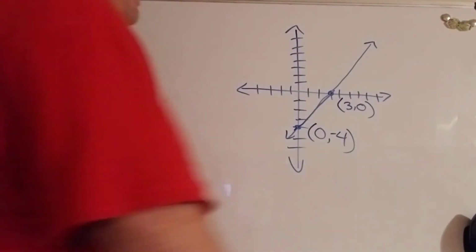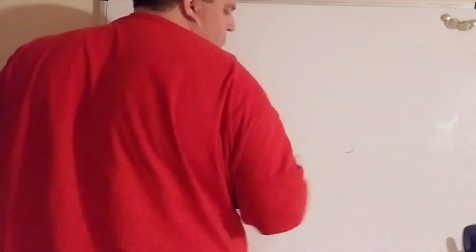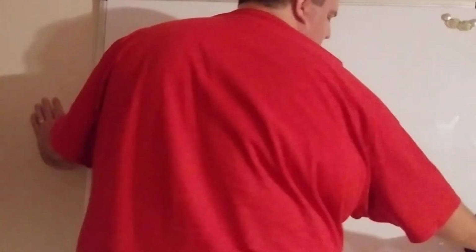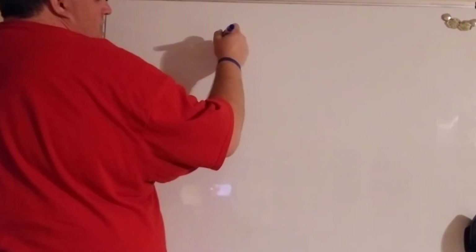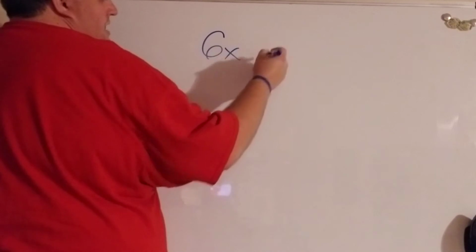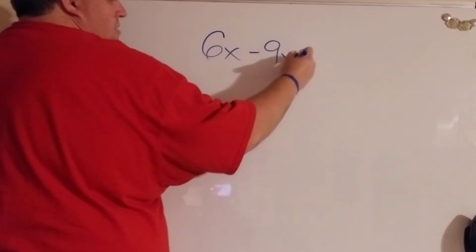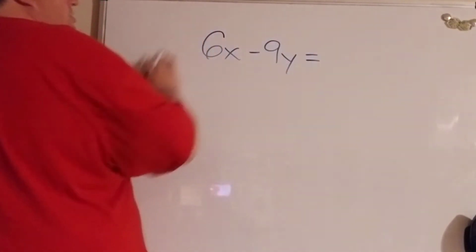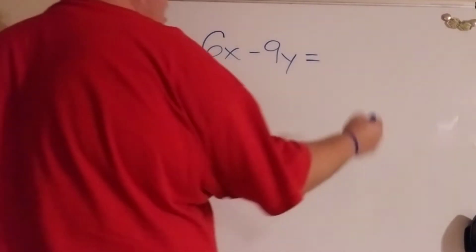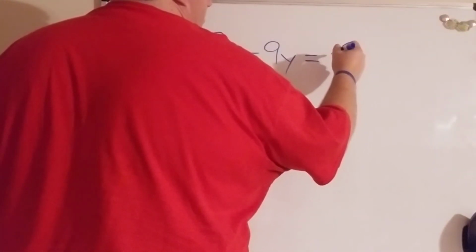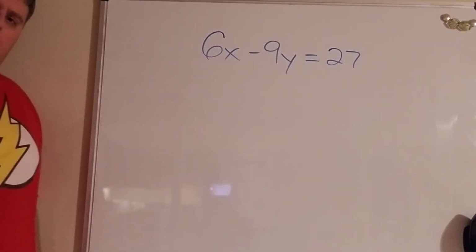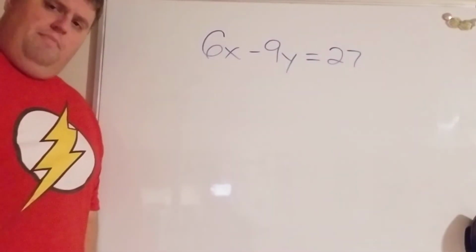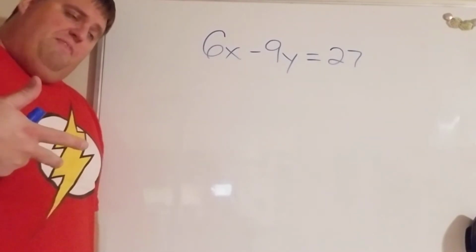So why are you bringing that up, Mr. Odie? Well, let me tell you. Standard form is really good for finding x and y intercepts. So let's say we had something like 6x minus 9y equals 27. Why not?